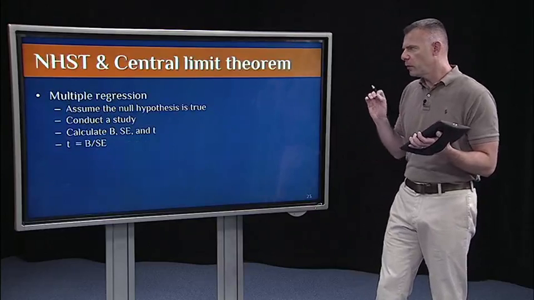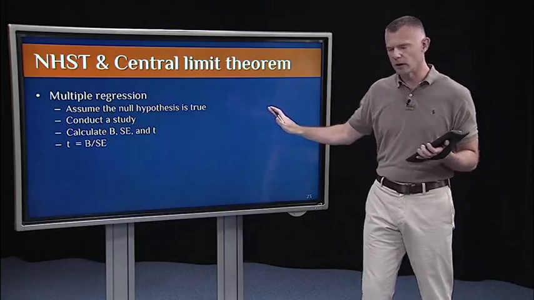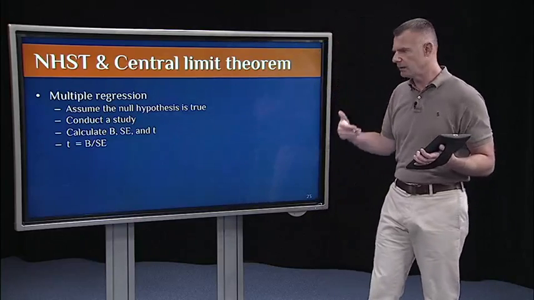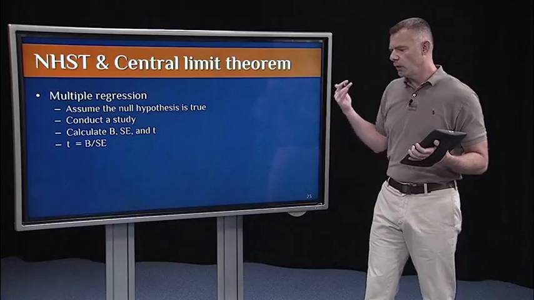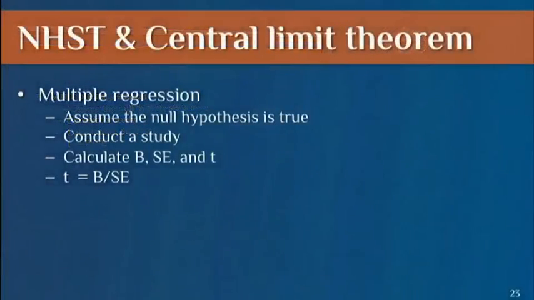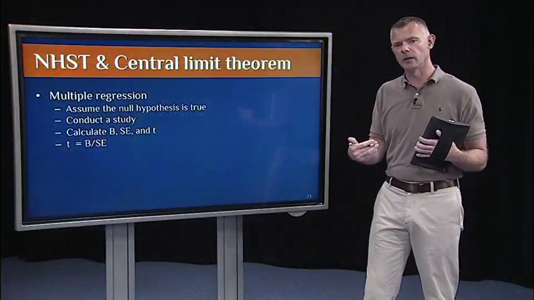So now let's put the central limit theorem together with NHST in the context of multiple regression. This is what we did when we did the regression examples and what we do in lab. If we're doing NHST, then we start with the assumption that the null hypothesis is true, right? That's the game of NHST. You then conduct your study. You can then calculate your regression coefficient, B. You can calculate the standard error of that. And then you can calculate a t-value, and you saw that in the R output. The t-value is simply the regression coefficient over the standard error.